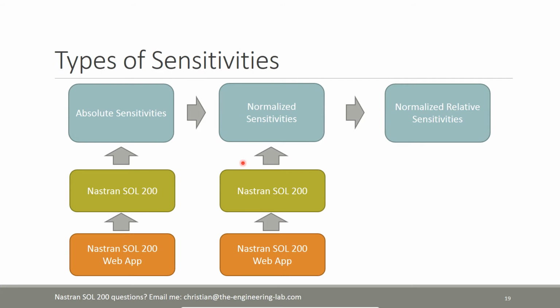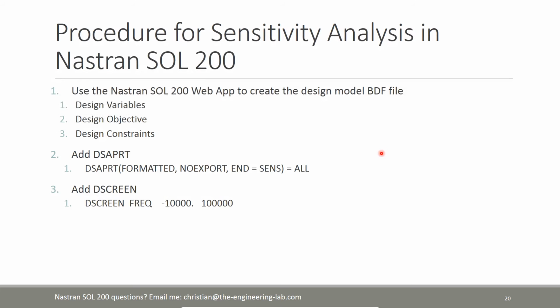There are various types of sensitivities out there. The first one I'm going to demonstrate is how to create your absolute sensitivities. After that, I'll go ahead and discuss how to create your normalized sensitivities, and then I'll discuss the last type, which is the normalized or relative sensitivities. For the first two sensitivities, you can use the Nastran Solution 200 web app to generate these sensitivities. The last type will require some additional work.